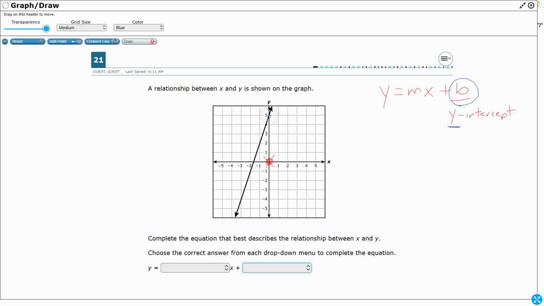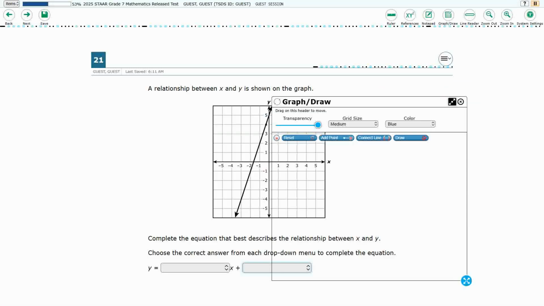We're looking at it right here, and that looks like it's going to be our y-intercept of x of 0, y of 5. So for our y-intercept, we're just pulling this y value. And so that's going to be plus 5. All right, so we can go ahead and put that in right here. That's the easy part. The easy part is that plus 5.